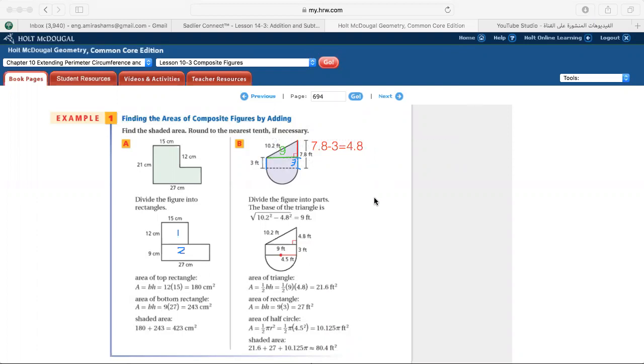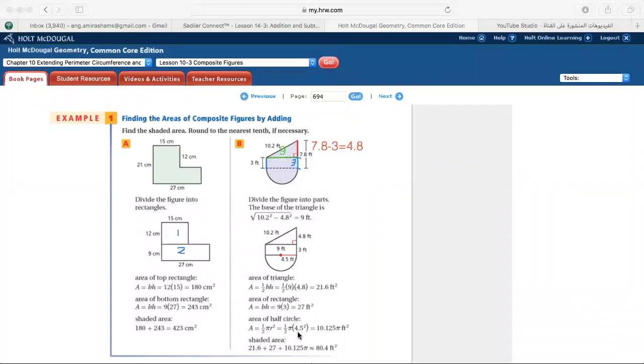Okay, so I can get the area of the triangle, half base multiplied by height. The base is 9, the height is 4.8. So half 9 multiplied by 4.8 is 21.6. The area of the rectangle is 3 and 9 together. 3 multiplied by 9 is 27.